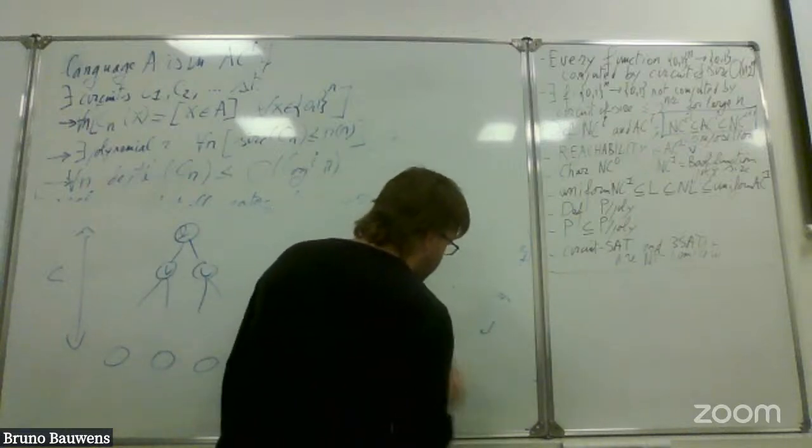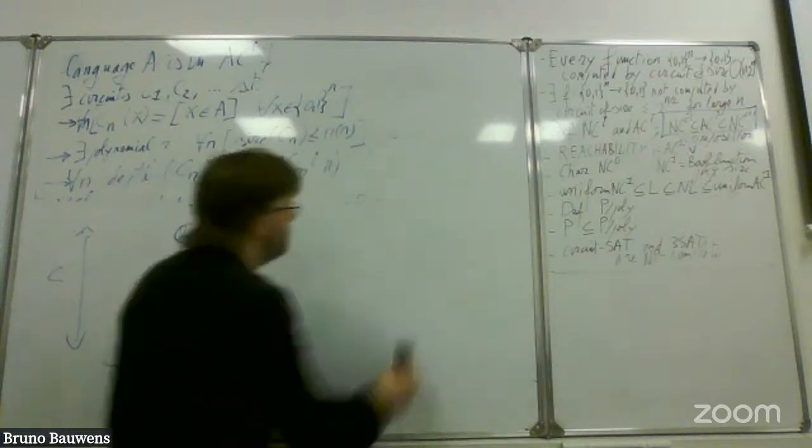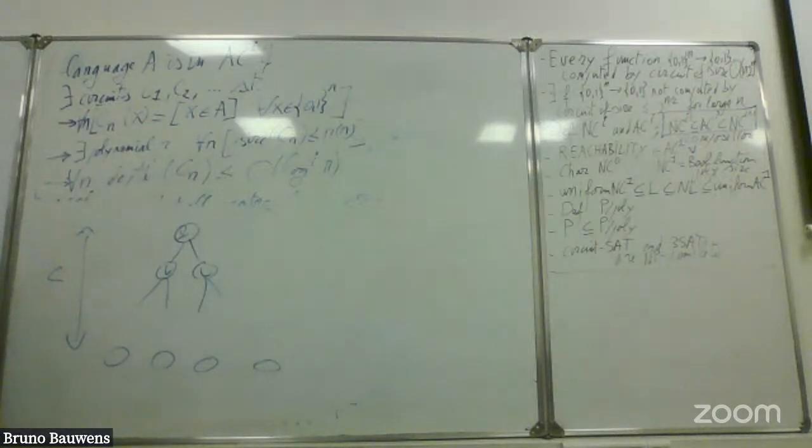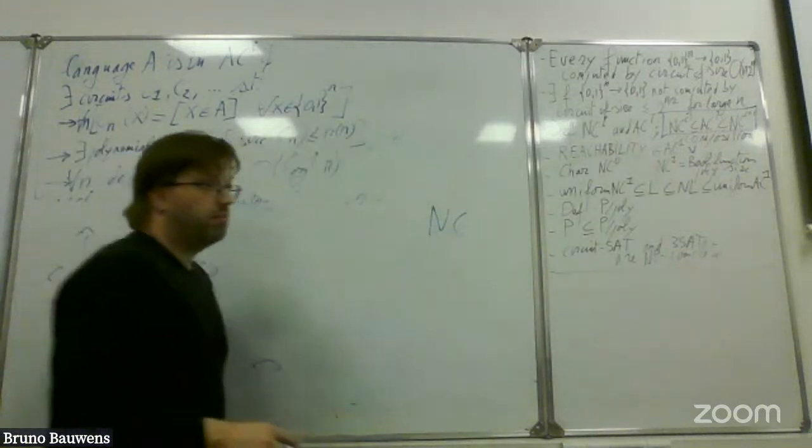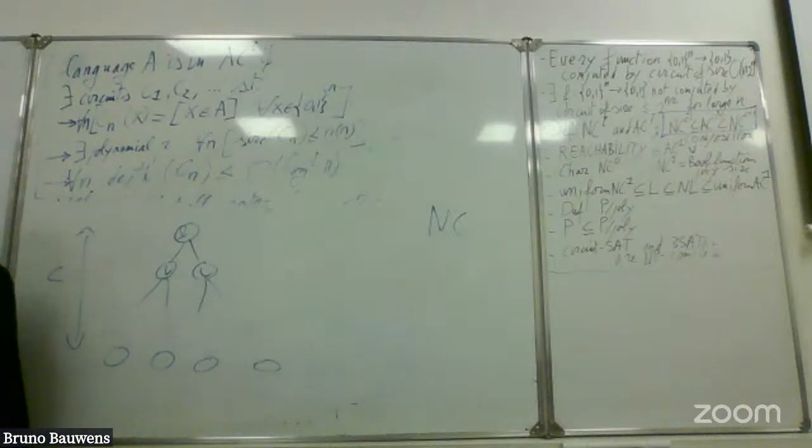So next, I claim that the reverse is also true. NC0 is just like a bounded set of functions. For each constant, it's finite. But the class NC0 contains infinitely many, actually uncountably many languages.